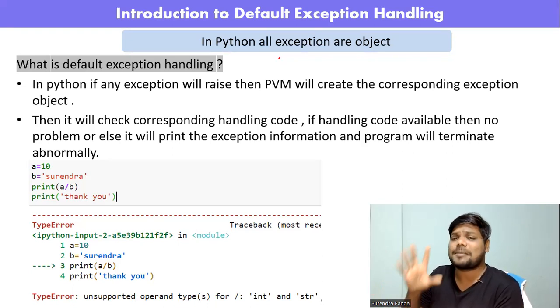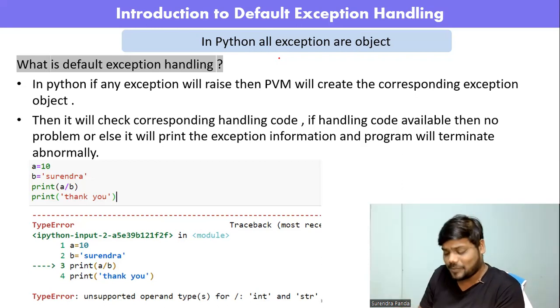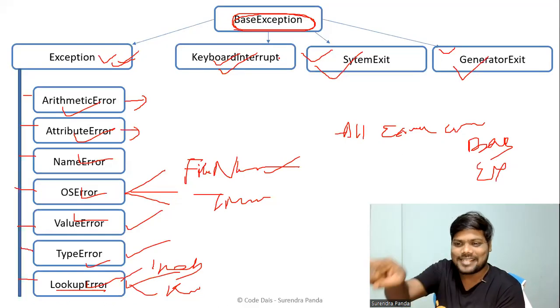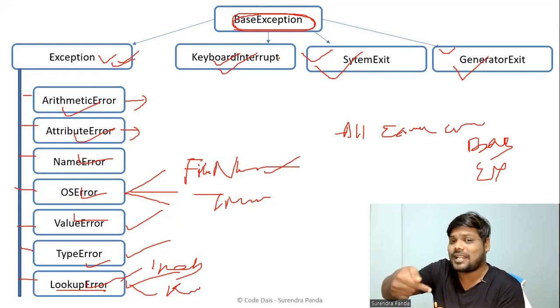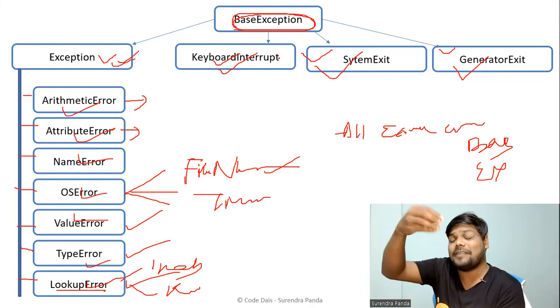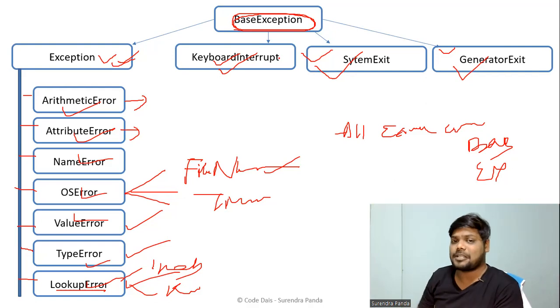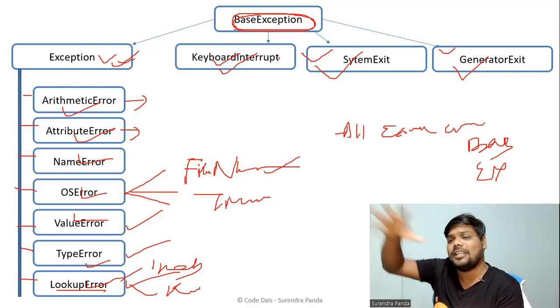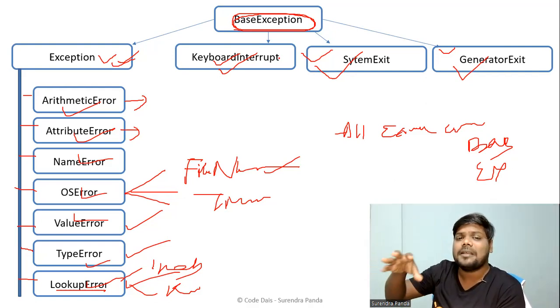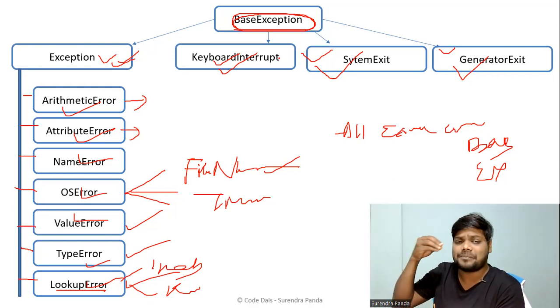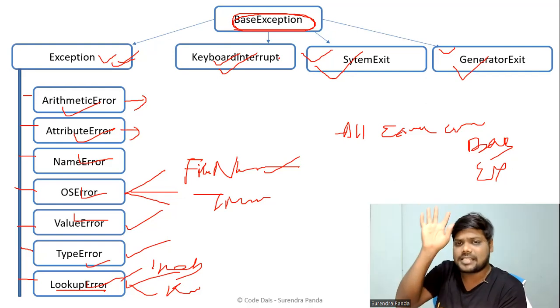In Python, all exceptions are objects, and for all those objects a corresponding class exists. All the exception classes are by default children of BaseException. BaseException is the father of all the exception classes, whether it is KeyboardInterrupt, SystemExit, GeneratorExit, NameError, OSError, TypeError, EOFError, AttributeError, ArithmeticError, ZeroDivisionError, any exception, all are children of BaseException.